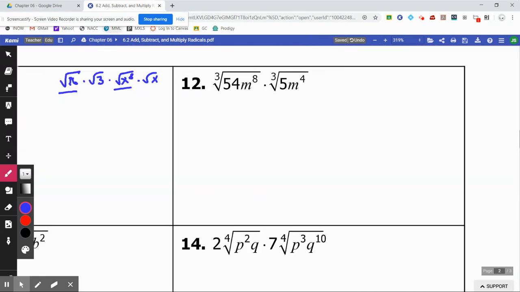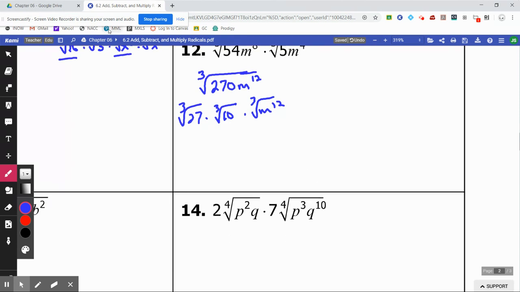Number 12. It's a third root times a third root, no coefficients besides the 1, so we don't have to worry about the 1s. 54 times 5 is 270. M to the 8 and 4, count them, there are 12. So let's split it into, let's see, the cube root of 270, that'll be pretty simple. I can actually just do the cube root of 27 and the cube root of 10. And the cube root of m to the 12th, I know, so I can leave it as is. Cube root of 27 is 3. Cube root of m to the 12th is m to the 4th. And I'm leaving the cube root of 10 underneath.